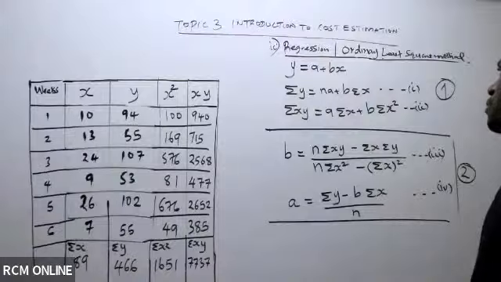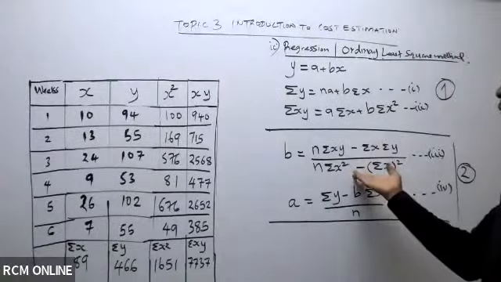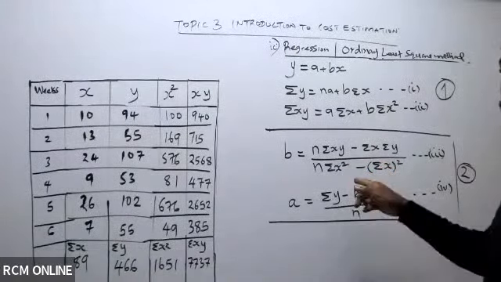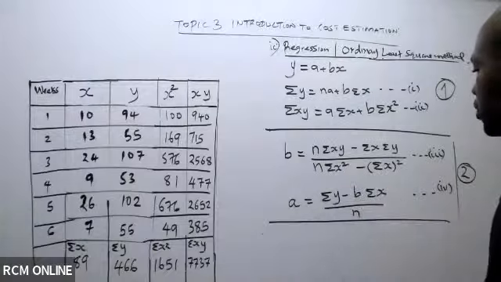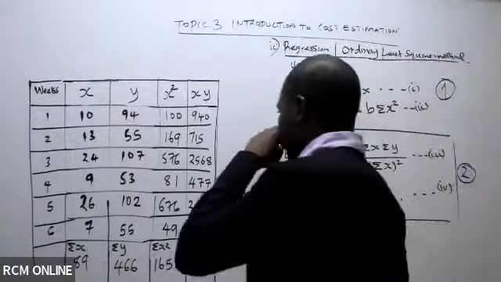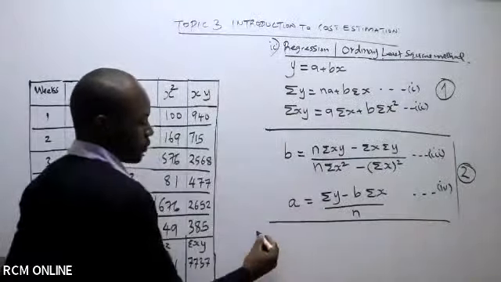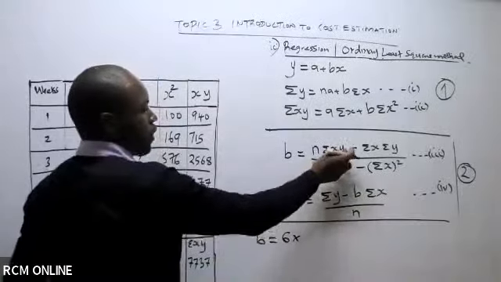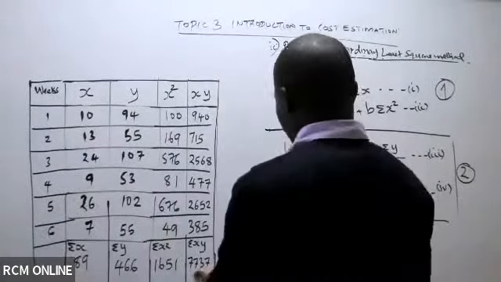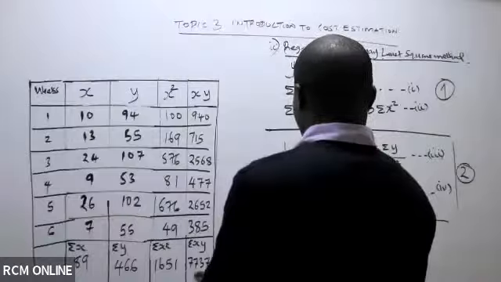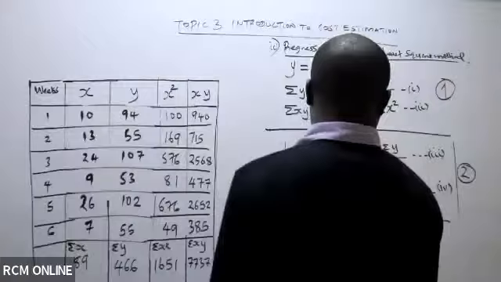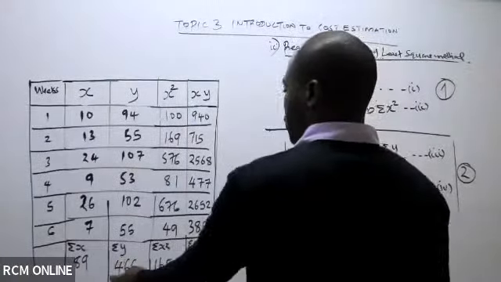Good. So I want us to move forward and apply this method to get the value of B. So can we get the value of B? The formula says that B is equal to N, which is 6, multiplied by summation of XY. Summation of XY is 7737, minus summation of X times summation of Y.